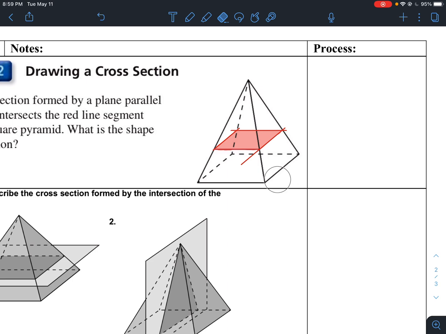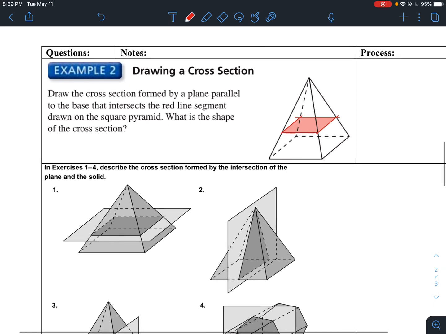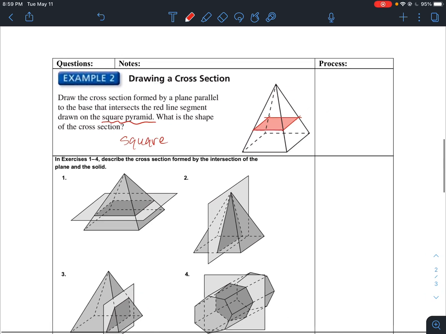And if I take away these extra lines, because I know it can get kind of complicated, it might be easier to see that intersection right there. So the shape of that intersection, I can't really tell if the side lengths are congruent or not, but it does say it's a square pyramid right there. So this is a square, so it must follow that this is also a square since it's parallel. So yeah, this would be a square. The cross section would be a square.